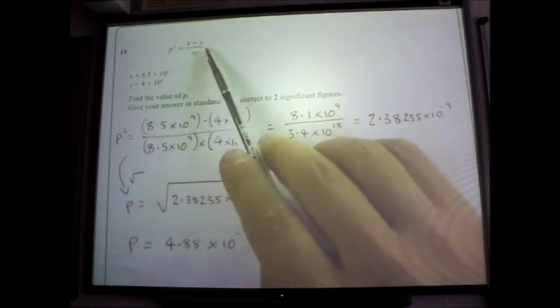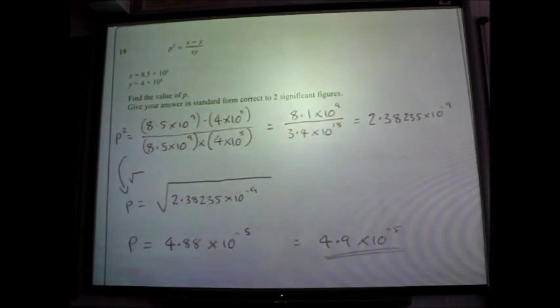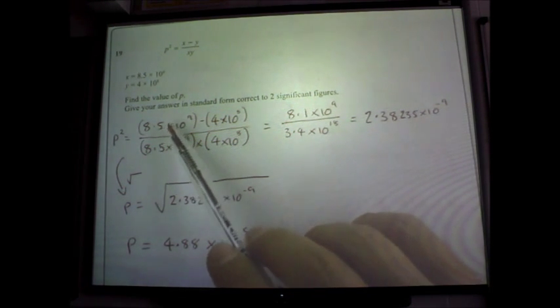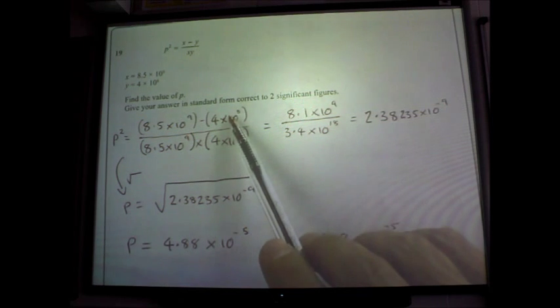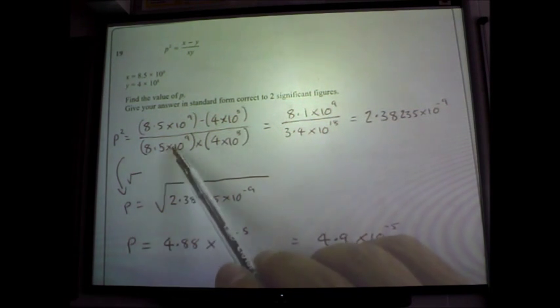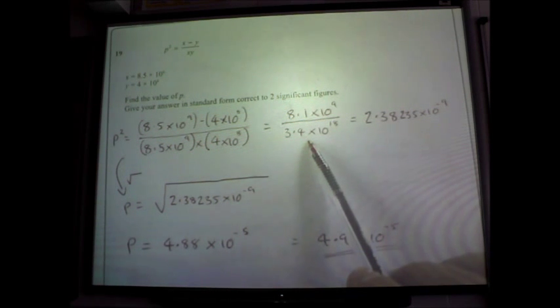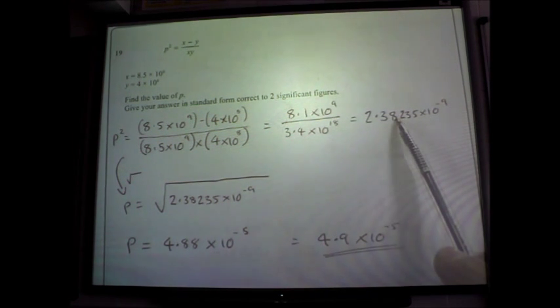P squared equals (x take y) over (x times y). So basically substitute your numbers in. That's x, take away y, divided by x times y. You work out the top and work out the bottom and you get that. And that will give you that over there.